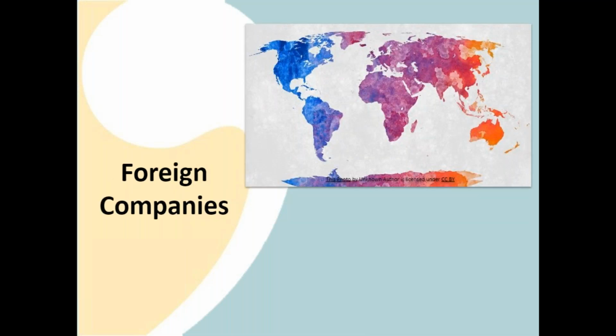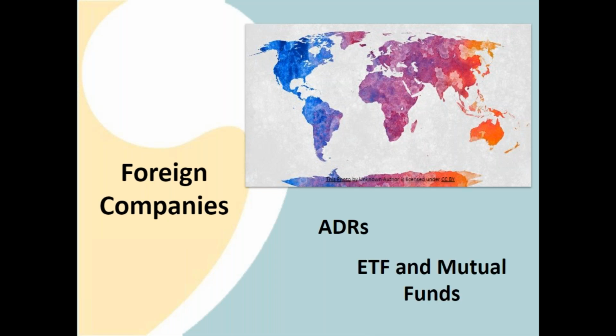Another important early tax preparation step is related to foreign companies. Does your club own any stocks that are headquartered outside of the United States? For example, you might own foreign companies that are traded on the U.S. exchanges as ADRs, or you may own ETFs or mutual funds that invest in foreign companies.